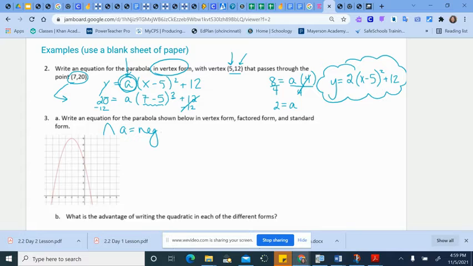And let's pretend it's just 1 for now. Okay, let's just pretend it's 1 for now. And actually, I think it is because, yep, it is. It goes through, yep, down 1, right 1. So that means it's -1.